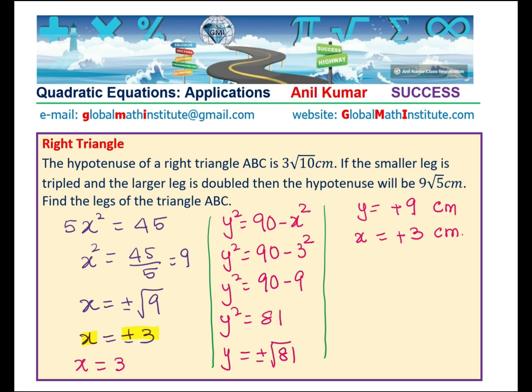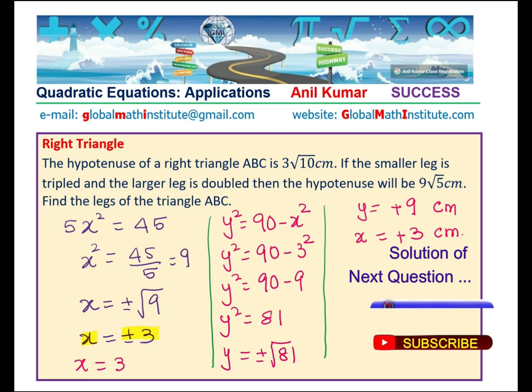So I hope you understand each and every step. What we did was we initially defined the variables x and y based on the condition. We tripled one side, doubled the other one, and equated with the Pythagorean theorem. And then by the substitution method, we solved the equation. You need to consider only positive values, not the negative. Negative are the extraneous roots.